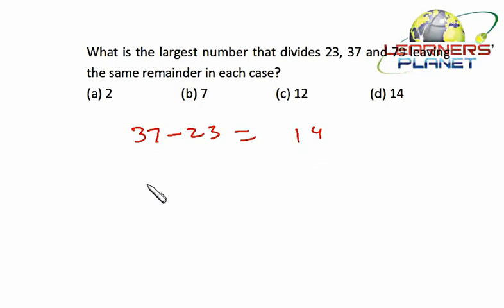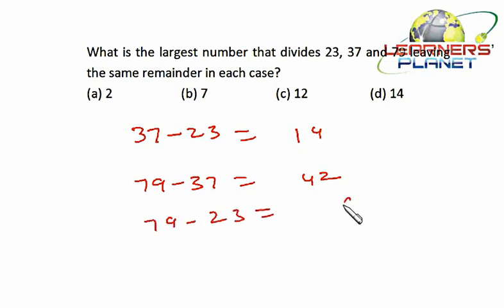Then let's subtract 79 minus 37. It's 9 minus 7 is 2, 7 minus 3 is 4. Then 79 minus 23. It's 9 minus 3 is 6, and 7 minus 2 is 5. So we are looking for the HCF of 14, 42 and 56, and that will definitely be 14. So 14 is the correct choice.